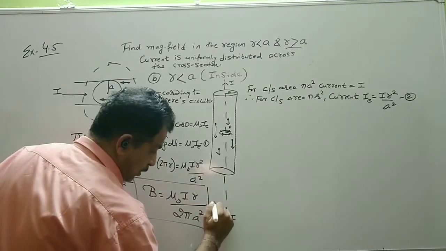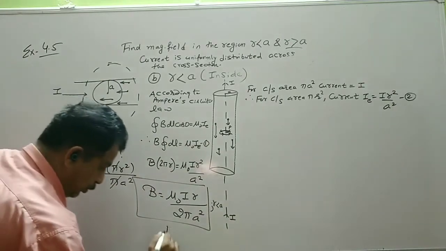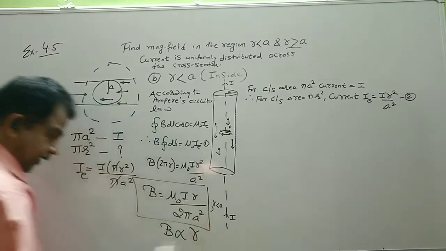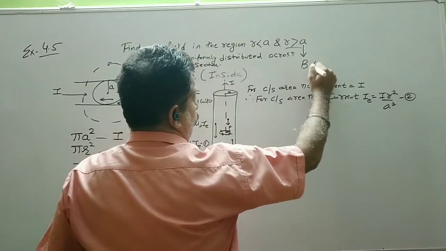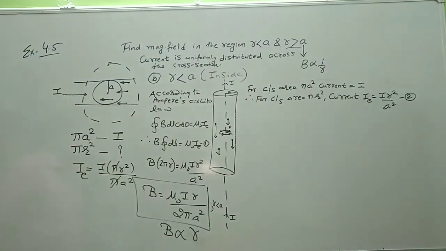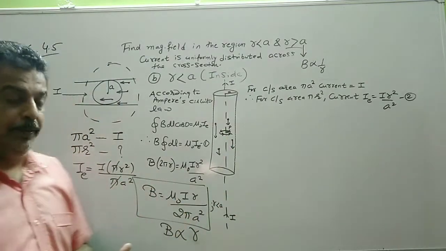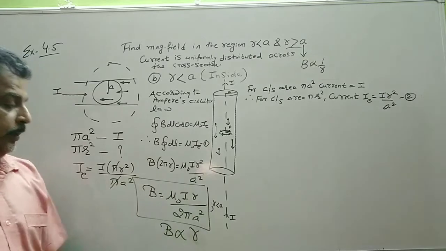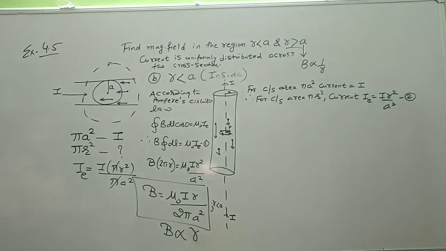So this is an expression for r less than a, or you can say B is directly proportional to the radius of the Amperian loop, and in this case B was inversely proportional to the distance of point P. So when we come near to the wire, the magnetic field intensity is directly proportional to R, and if we are moving away, it is inversely proportional to R. So these are the expressions.